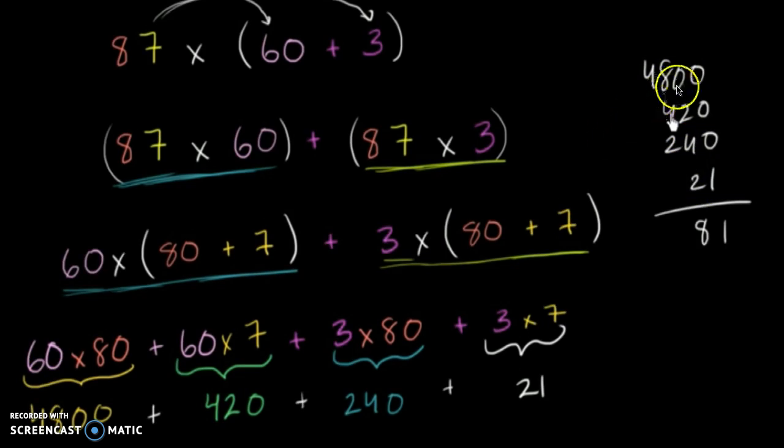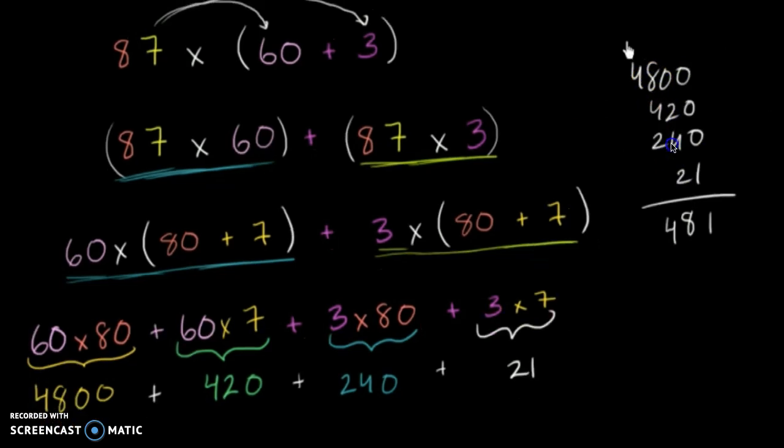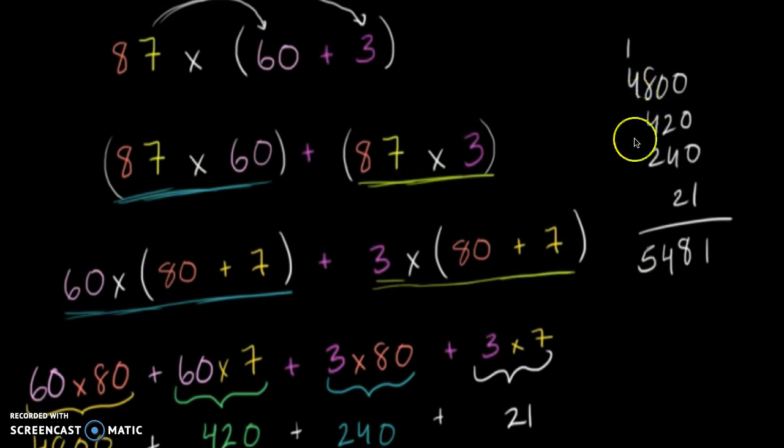is 8. Moving on over to our hundreds place, we've got 8 plus 4 plus 2, which is 14. Put down the 4 and carry the 1. 1 plus 4 is 5. And our product for 87 times 63 is 5,481.